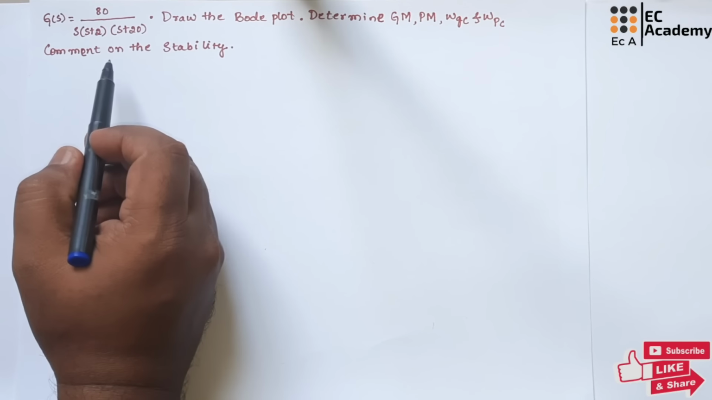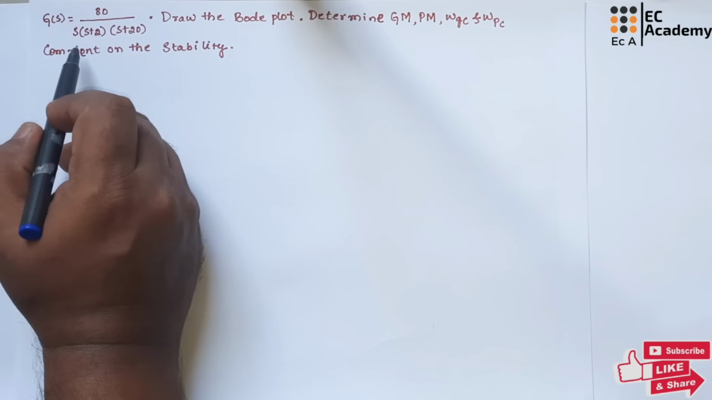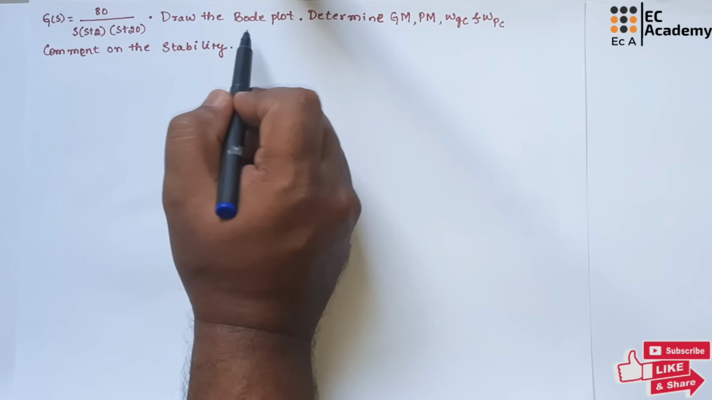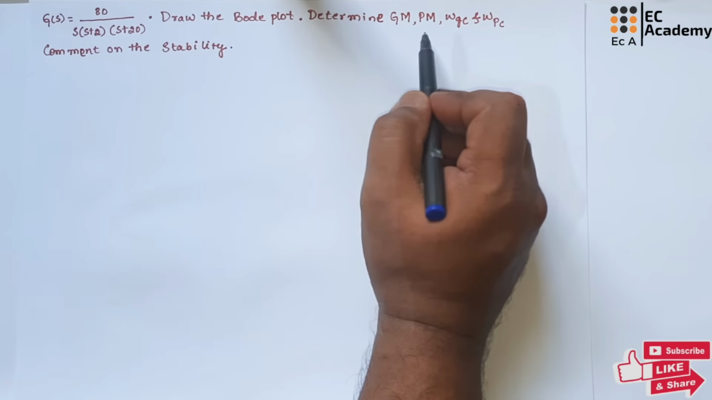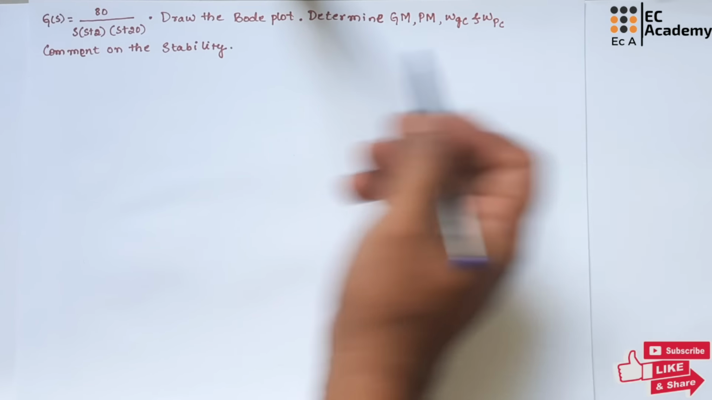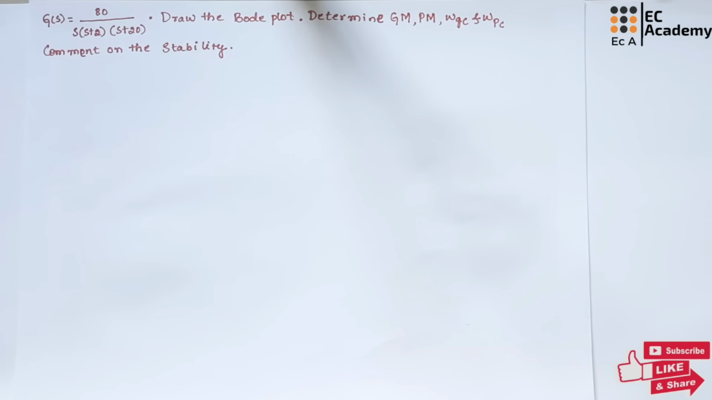In this lecture, let us understand a problem on Bode plot. Here, a unity feedback control system is given. For this, we need to draw the Bode plot and we need to determine the gain margin, phase margin, gain crossover frequency, phase crossover frequency. Also, we need to comment on the stability of the system.